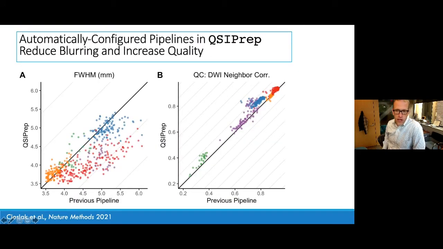And as part of the evaluation and testing of QSIPrep, Matt looked at many different acquisitions, and he compared QSIPrep to custom pipelines that were used to process the data for those studies. And what Matt found was that automatically configured pipelines by QSIPrep performed as well or better than custom pipelines for each study. Specifically, he found that QSIPrep introduced less blurring into the data and it preserved more anatomical detail. Also, while doing this, we had higher data quality than pipelines tailored for each acquisition.